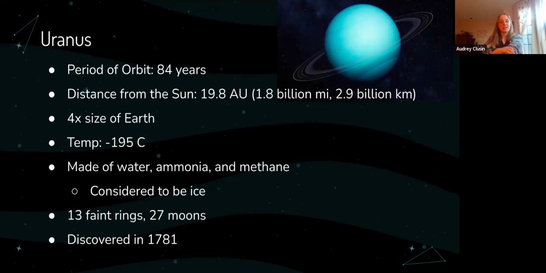Uranus is kind of weird because it's made of a lot of water, ammonia, and methane, different chemical compounds, not as much hydrogen and helium. It's considered to be an ice giant, pretty much frozen. It also has 13 rings, which you might not have known about, but they're there, even though they're pretty faint, and it has 27 moons.